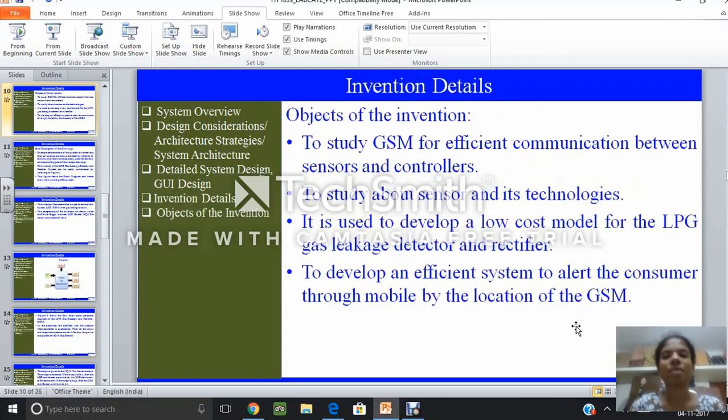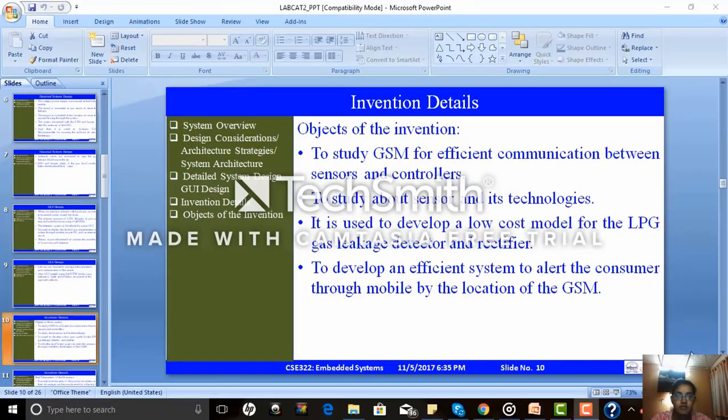And these are the invention details. This will be explained by Shrestha.